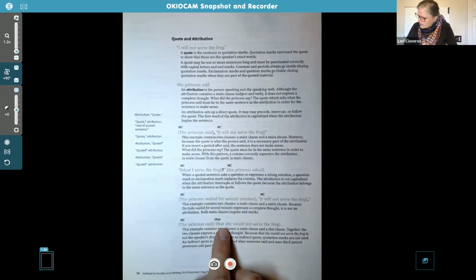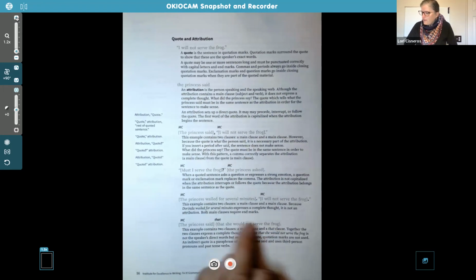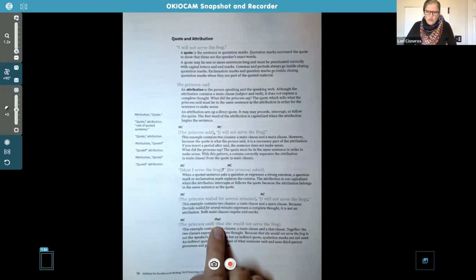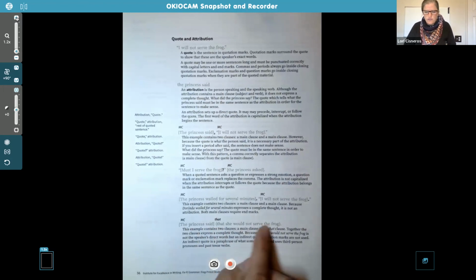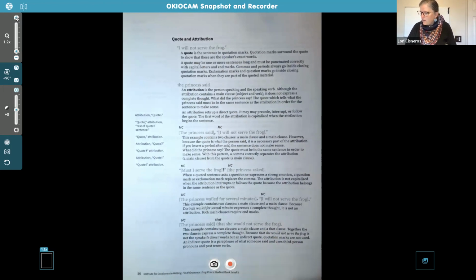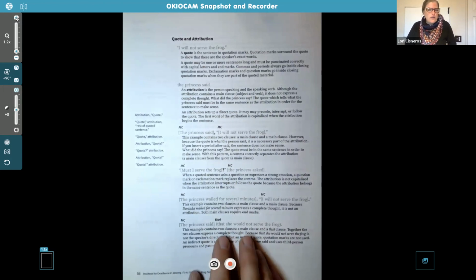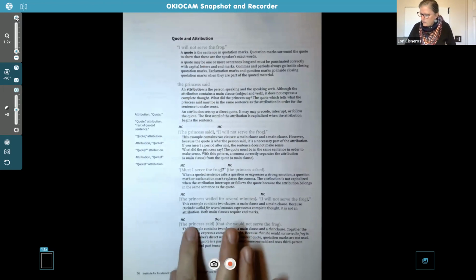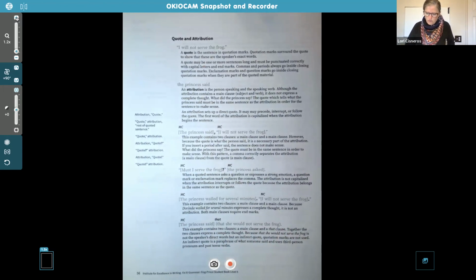The princess said that she will not serve the frog. This one has a that clause. So even though it's telling us what the princess did say, it's not used as a direct quote. So when you have that, it's just a complete sentence. You just put it together like a whole sentence. The main clause and the that clause just go right together with no comma, no quotation marks. That's called an indirect quote. Okay, so a direct quote obviously has quotation marks. This one does not, so it's an indirect quote.